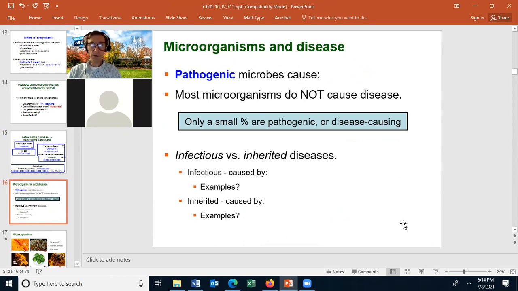Now you should know that some microorganisms cause disease. And if a microbe can cause disease, we give it the term pathogenic. So a pathogenic microbe is one that causes disease. Most microorganisms do not cause disease. Only a small percentage of the microorganisms are pathogenic. Some of them are even beneficial to us, and we'll talk more about that later in the term, not today.